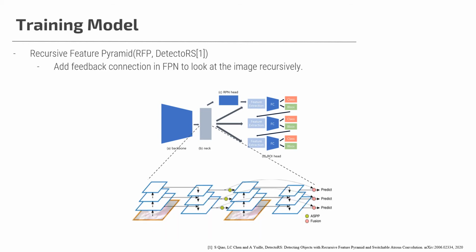With the switchable atrous convolution, the recursive feature pyramid is used in DetectoRS. The recursive feature pyramid adds a feedback connection in FPN to look at the image recursively. The RFP recursively enhances FPN to generate increasingly powerful representations.